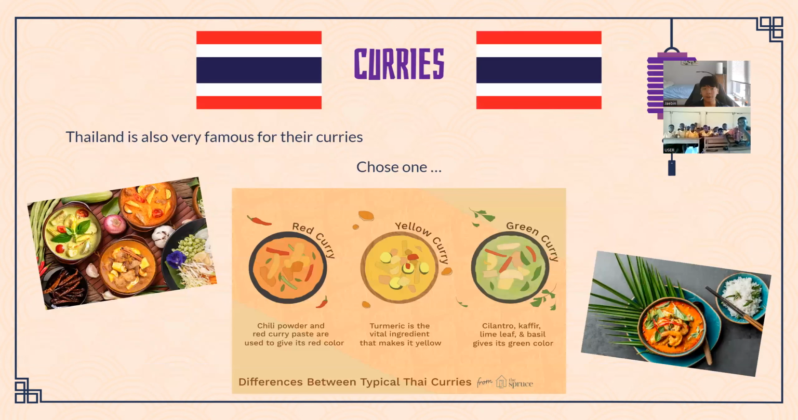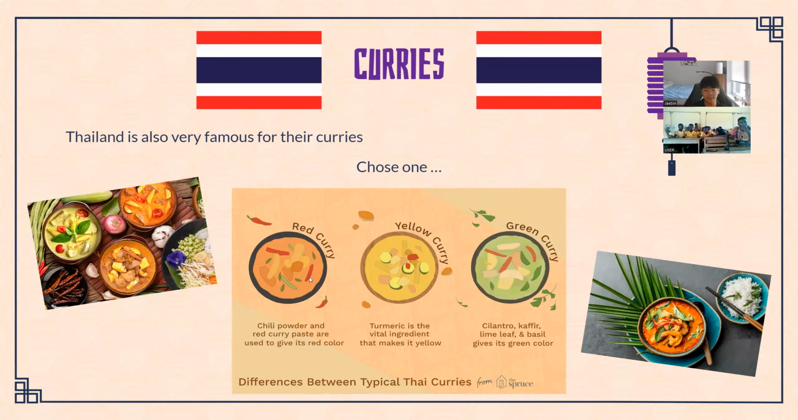And I would like to talk about curries in Thailand, since Thailand is very famous for its curries as well. I said before India is famous for its curries, but Thailand has a different kind of curry, and each country has its own type of curries. So I'll be introducing you to the Thailand curries, and you can choose one. There's red curry, there's yellow curry, and there's green curry. You can pick whichever you would like.